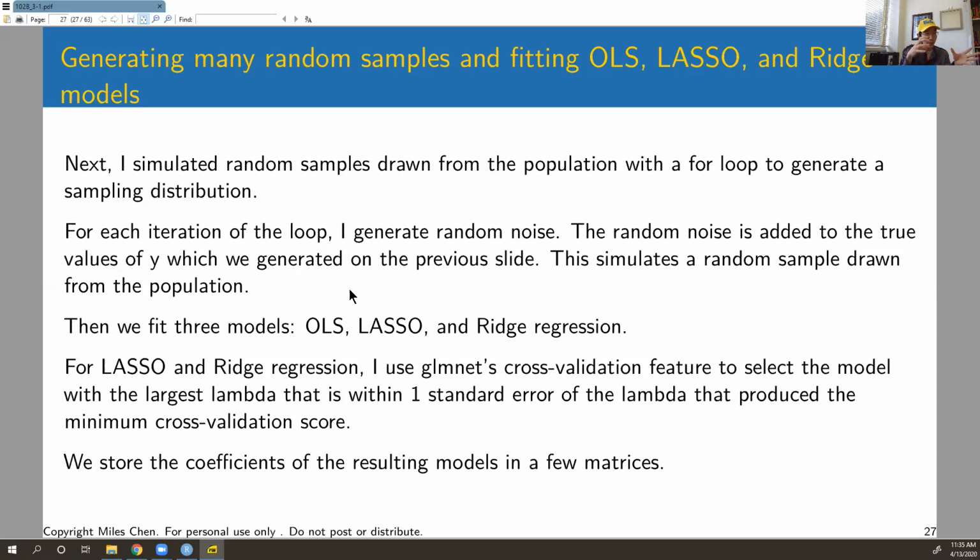And so here's my observed data that has the random noise, and I'm going to fit the three models. I'm going to fit ordinary least squares, I'm going to fit LASSO, and I'm going to fit ridge regression. For LASSO and ridge regression, I'm going to use the cross-validation feature and pick the model coefficients that correspond to the largest lambda that still produces the minimum cross-validation score, okay? And then we're going to store all of these coefficients in a few matrices.